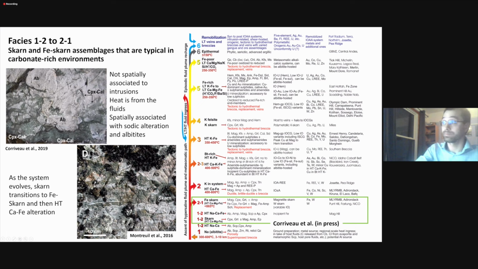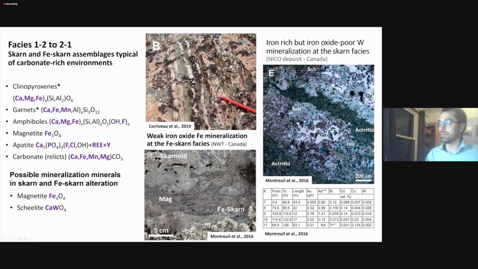There are other examples here. So for example, here we have this skarn assemblage, and then as the system is evolving, we can start to see the formation of iron skarn assemblage where we have magnetite as a main iron oxide coming in and then starting to replace the early skarn. And here we have beds that are sodically altered and then other beds that are transformed into skarn-like assemblages. In terms of minerals, a very typical skarn assemblage: clinopyroxene, garnet, and then subsidiary amphibole, magnetite, apatite, and some relics of the carbonates that were present in the carbonate-rich beds.